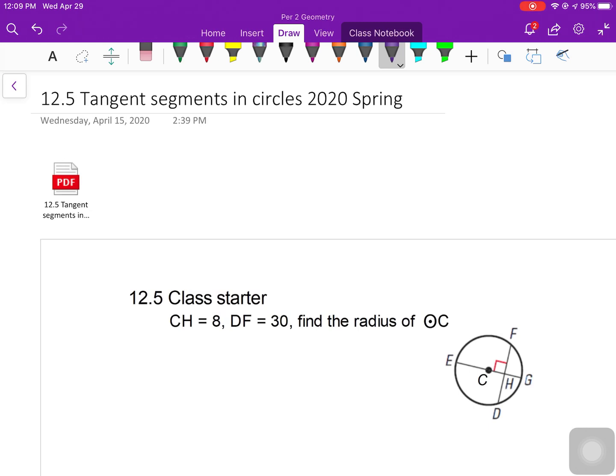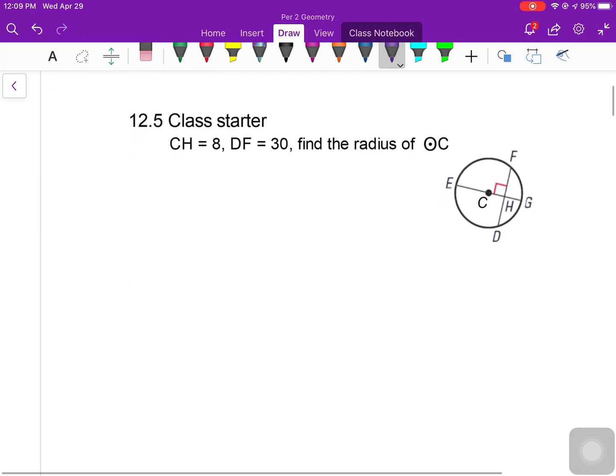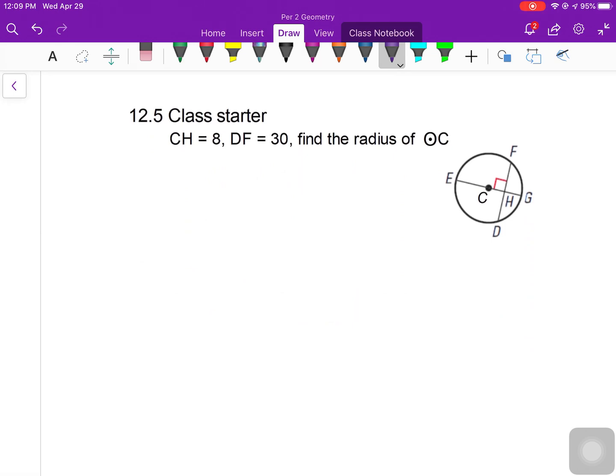In section 5 of chapter 12 here, we're going to be talking about tangent segments. And before we talk about tangent segments, let's just take a look at a class starter problem. This class starter problem deals with chords, and specifically a diameter that is perpendicular to a chord.